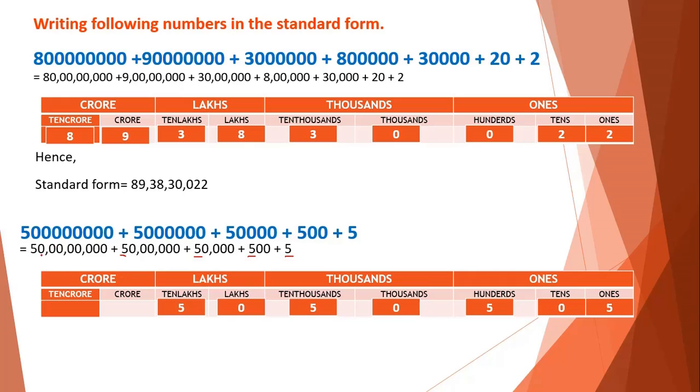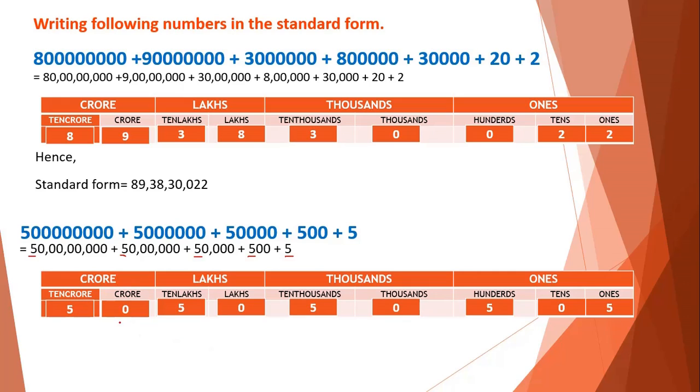Last number they are given is 50 crore. I will skip all the zeros. I will look at only the non-zero digit, that is 5. This 5 is in the 10 crores place, which means again they are not given the crore, therefore I will write 0 in the crore and I will write the 5 in the 10 crore. Here we got our number in standard form.